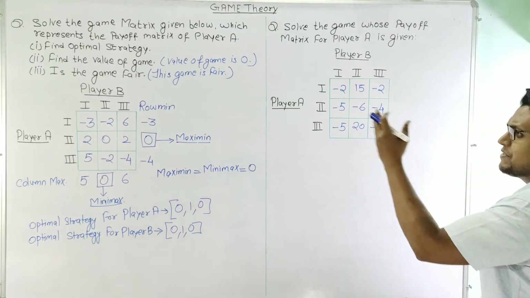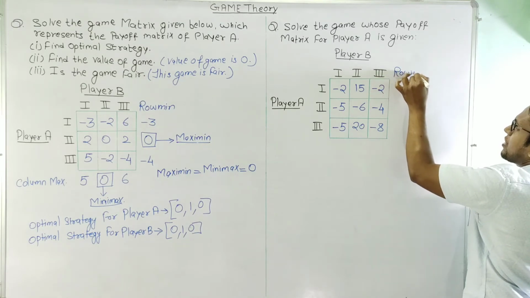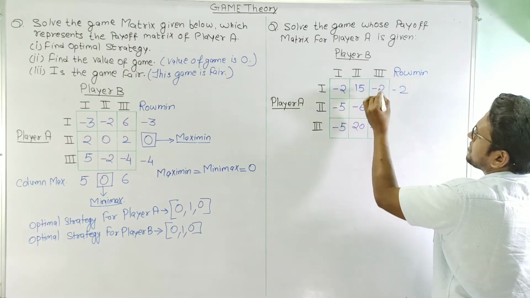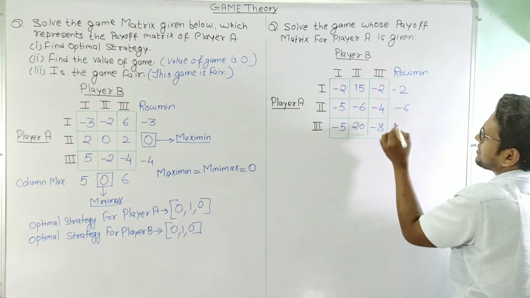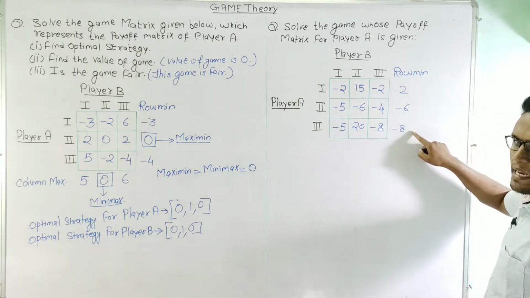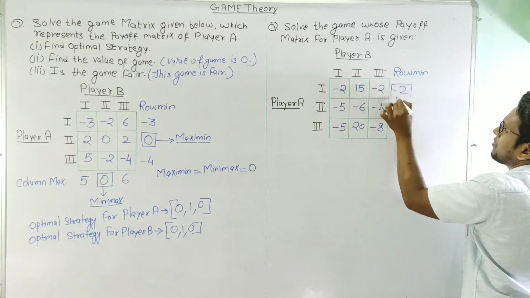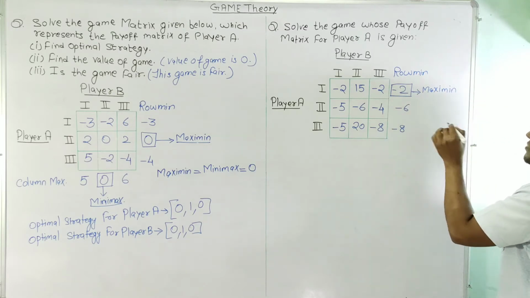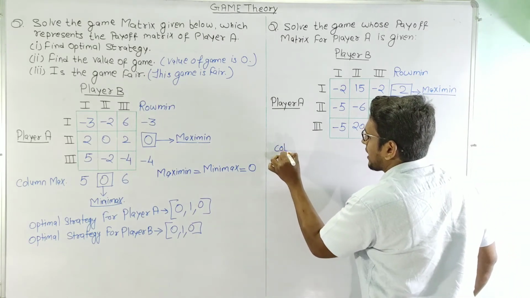So similarly, just as we have done in the previous problem, we will calculate the value of row min here. So the row min is -2 because there are two places where equal values are there. Similarly, in the second row it is -6 and the third row it is -8. And among these values we will select the maximum value. So among these the maximum is -2. So this value will become the maximin value.